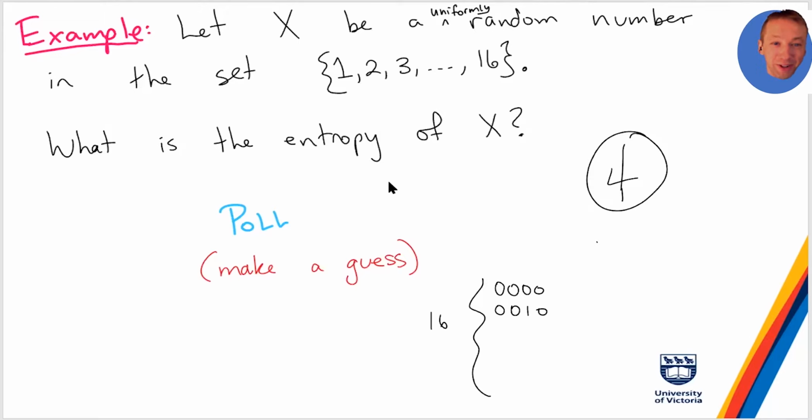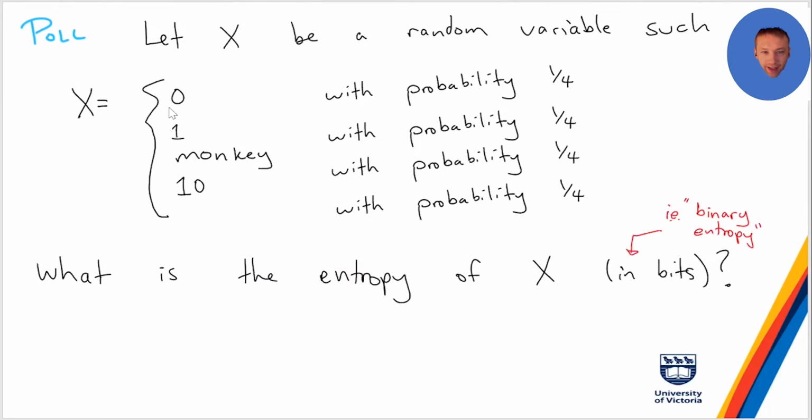What's the entropy of the pole? Pretty high. That's a good question. Okay, x is equal to 0 with probability a quarter, 1 with probability a quarter, monkey with probability a quarter, and 10 with probability a quarter.